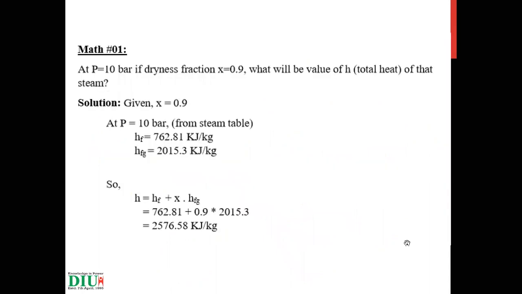In the last class we discussed this, but we are also discussing it today. You see that it was given here that at P equals 10 bar, that means the pressure value is given, and the dryness fraction is X equals 0.9.